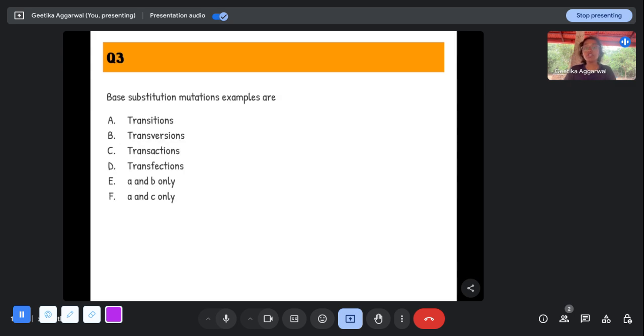Base substitution mutations are examples of what? Transitions, transversions, transactions, transfections. A and B only, or A and C only. You've got 10 seconds. Which of these are examples of base substitution mutations?